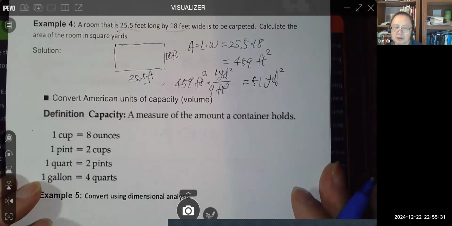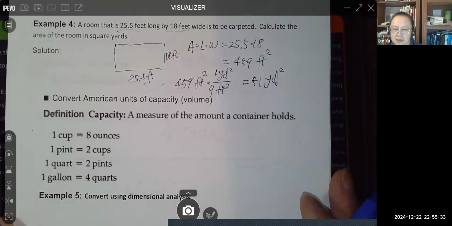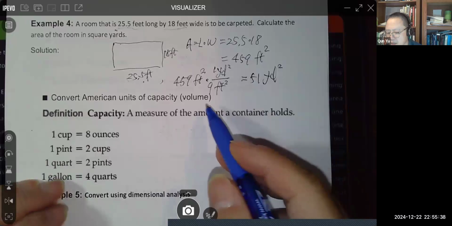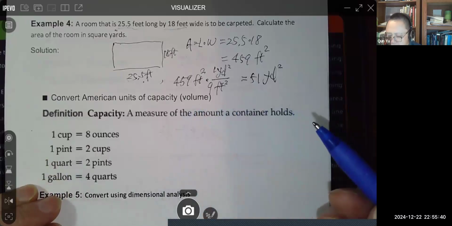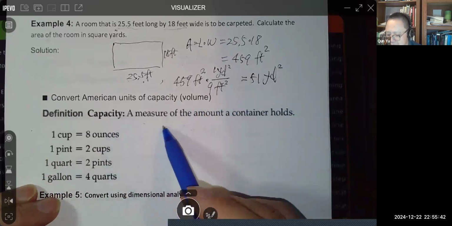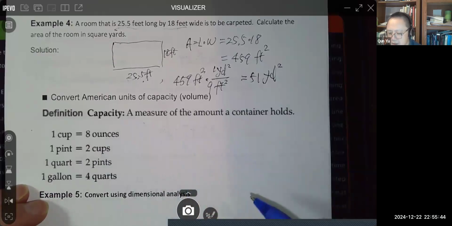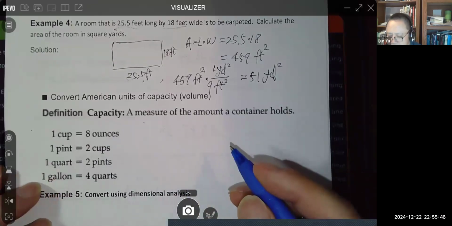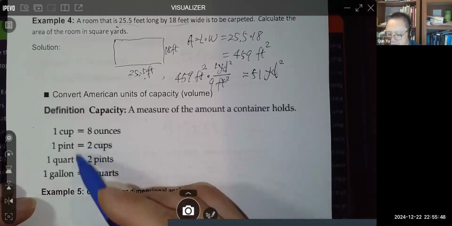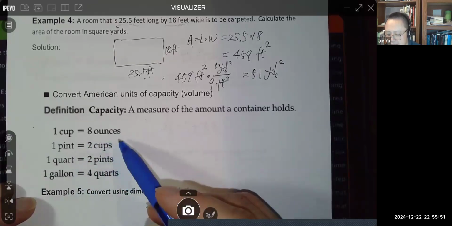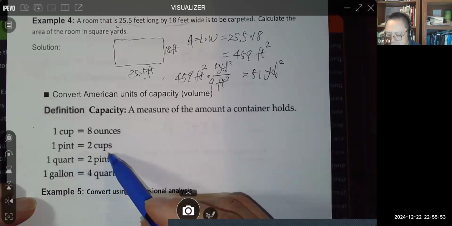Next one, we look at conversion using units for capacity. Capacity is just another way to say volume. So capacity is a measure of the amount a container holds. So that's a volume. Now, these are some popular ones. 1 cup equals 8 ounces, 1 pint equals 2 cups, and so on.